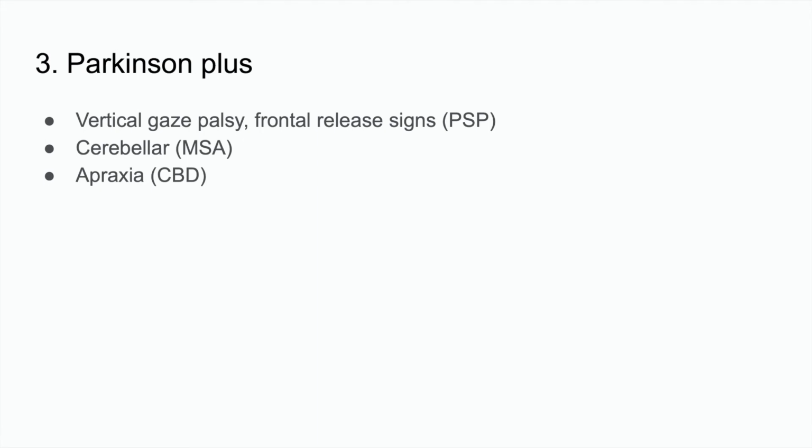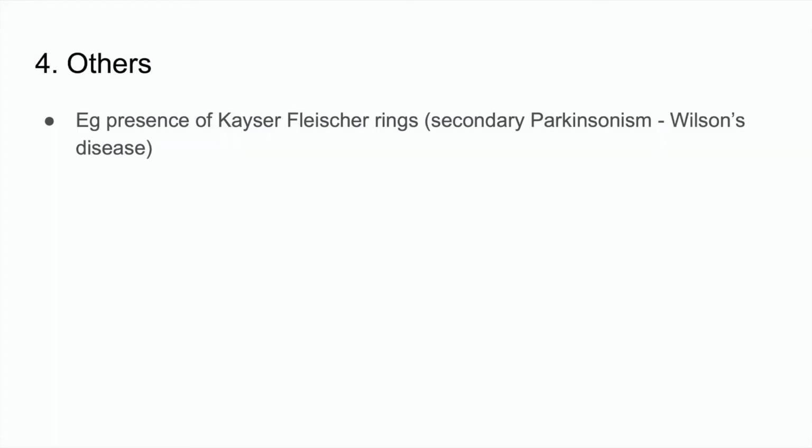Next, we check for Parkinson Plus signs. Check the extraocular eye movements to look for vertical gaze palsy in progressive supranuclear palsy. We should also check for cerebellar signs in multiple system atrophy, as well as apraxia in corticobasal degeneration. Do keep a lookout for Kayser-Fleischer rings to suggest Wilson's disease as a secondary cause of Parkinsonism.